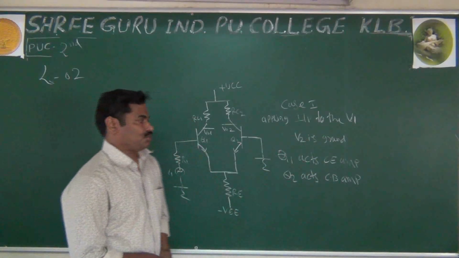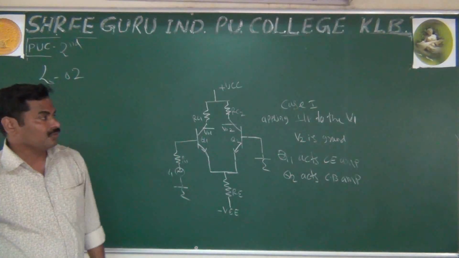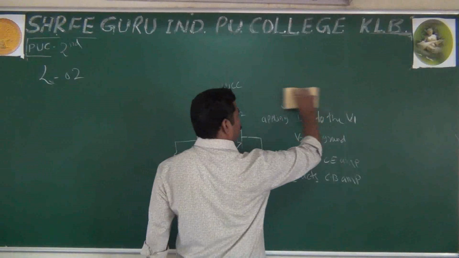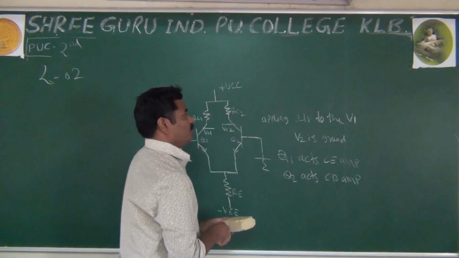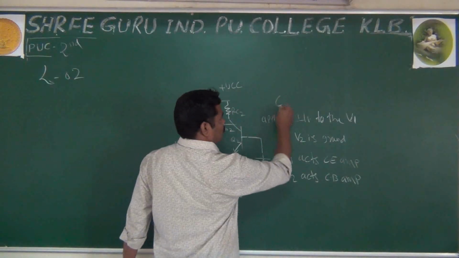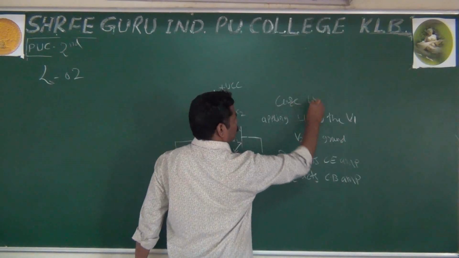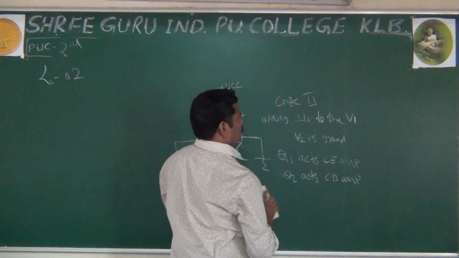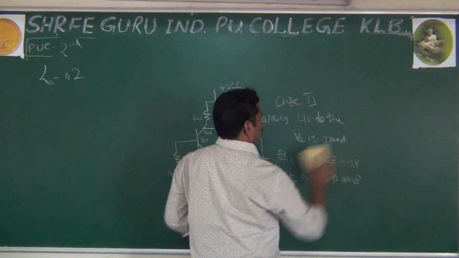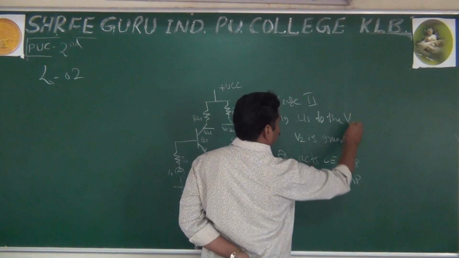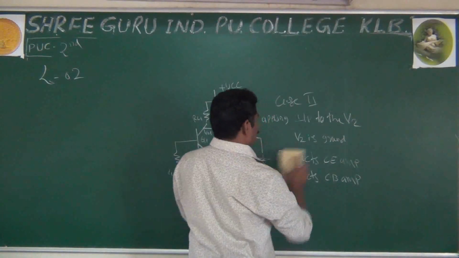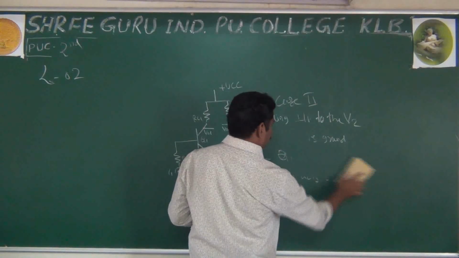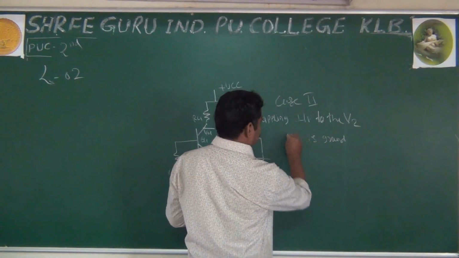We go for the next case. In the next case, case 2. We go for case 2. Very simple. Case 2. For case 1 we applied input to V1. Now we apply input to V2, and V1 is grounded.